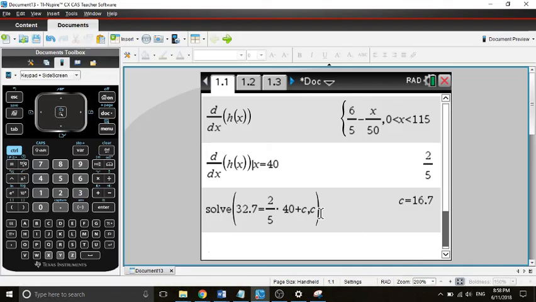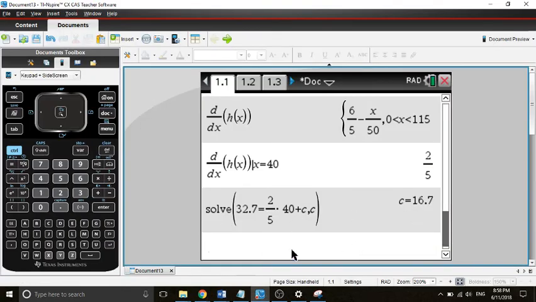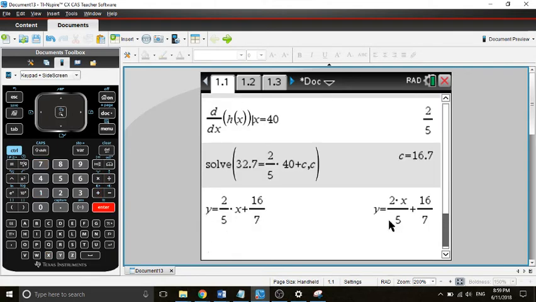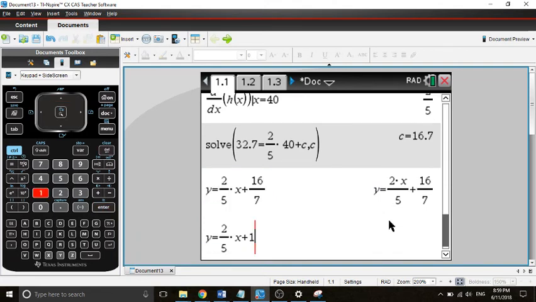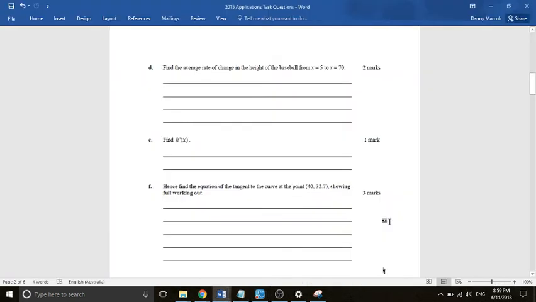Show full working out. So we'll write down y equals mx plus c like I did. At x equals this, the gradient is this, then y equals this, x equals this, substitute into y equals mx plus c, and we solve for c, and we end up with 16.7. So we'll say y equals 2 over 5x plus 16.7. Not point, sorry, 16.7. So that's the tangent.